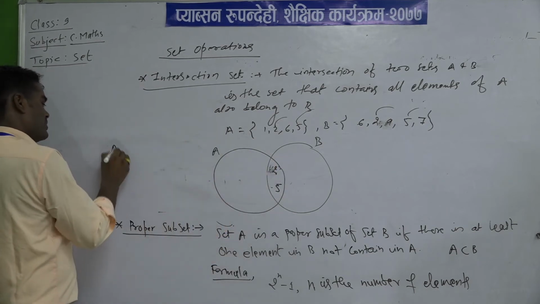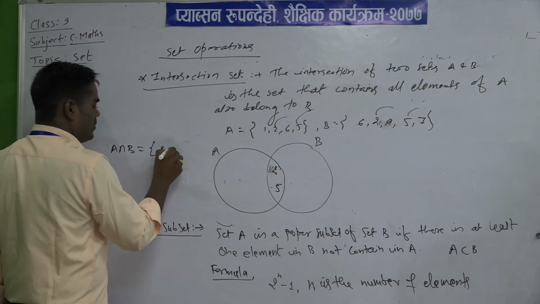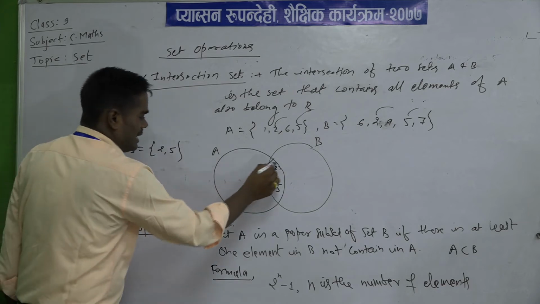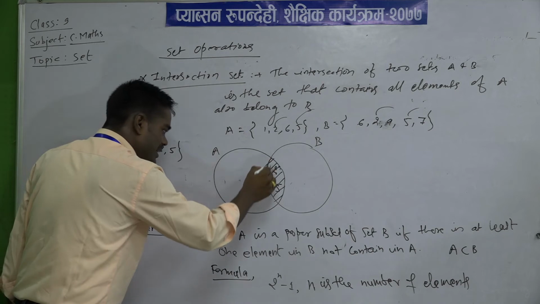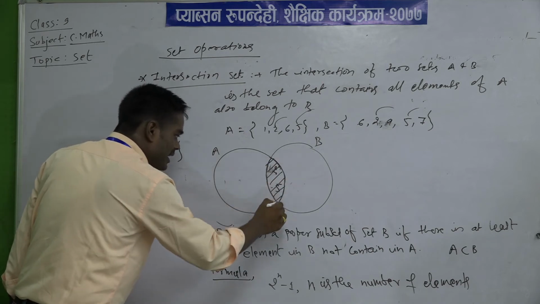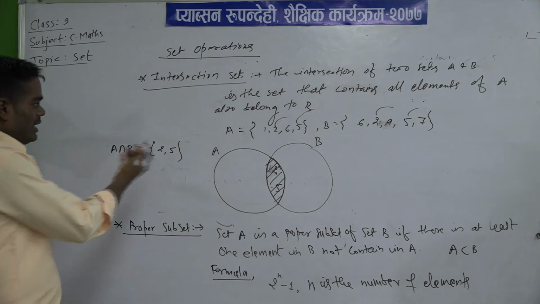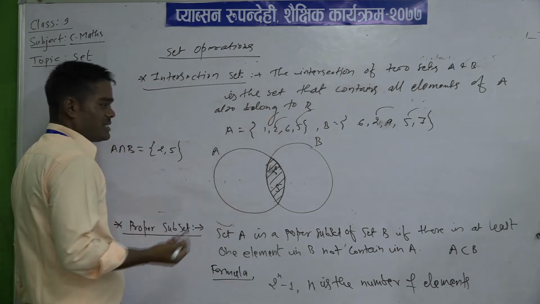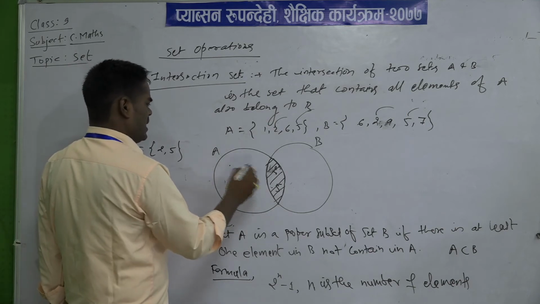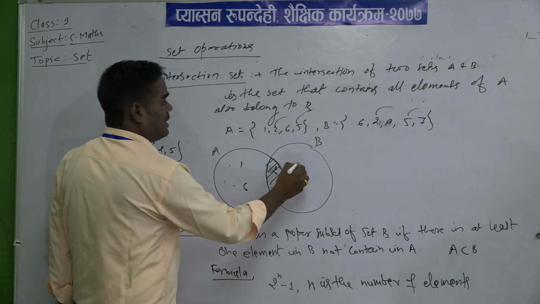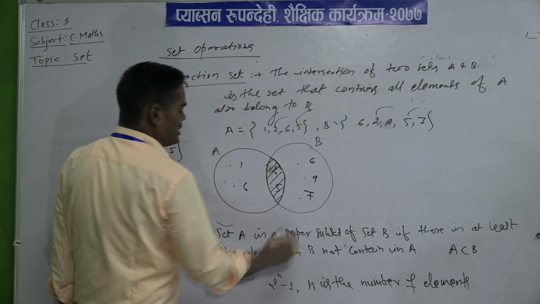2 and 5. So A intersection B means 2, 5. This area is known as the common region, and what elements are there? These are the elements of the intersection of both sets, that is A and B, and the remaining we do the same as we did in the union set. What are the remaining here? You can write somewhere else: 1 here, 6, and here 6, 9, then 7.